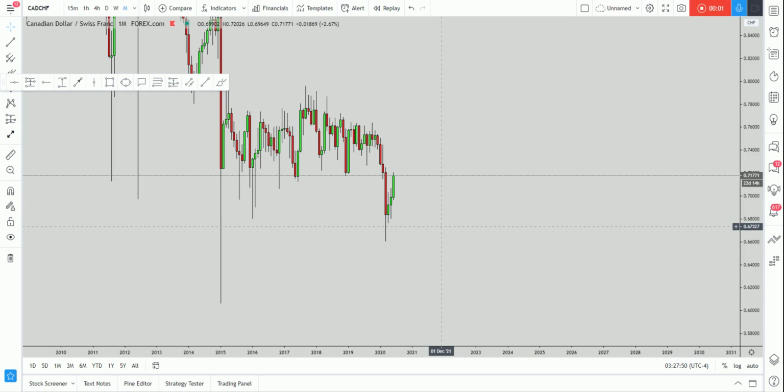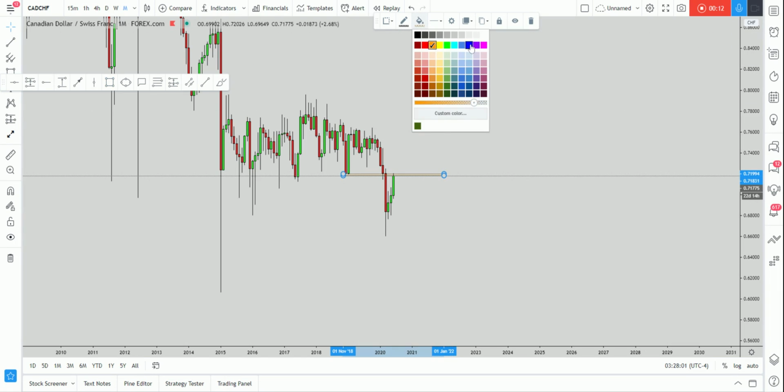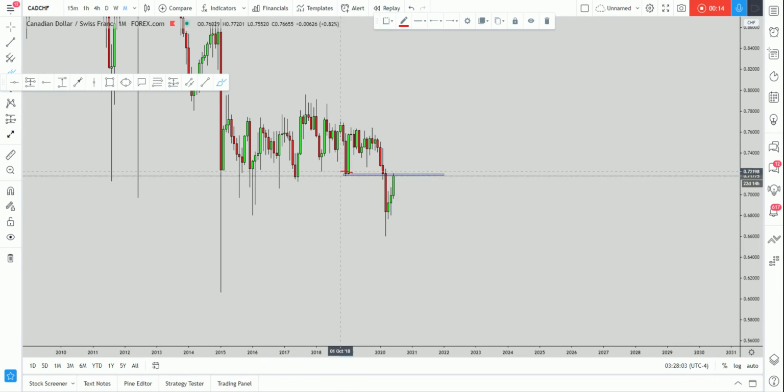Okay, so let's make a full analysis on CAD CHF. Let's start from the monthly time frame. What kind of situation do we have on the monthly? Now, on the monthly time frame, clearly we have a market that has now approached this previous support, which is now turned resistance from a monthly perspective, creating also this impulse correction pattern.